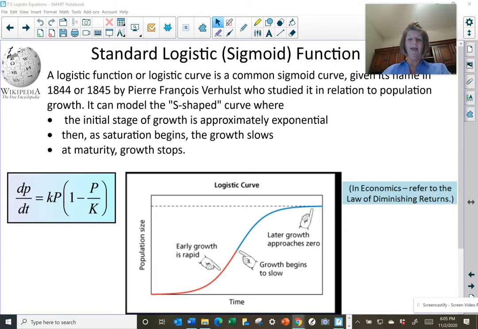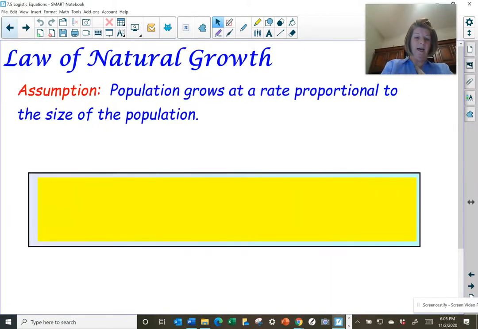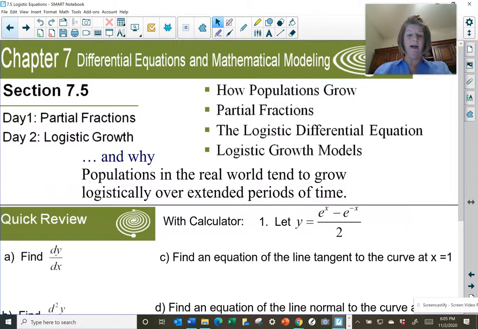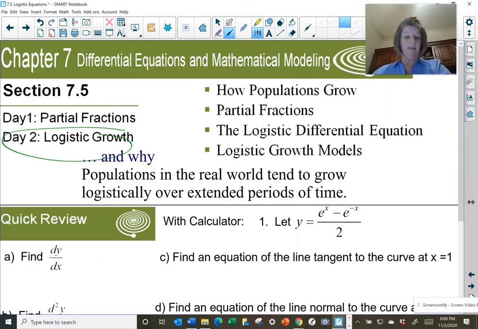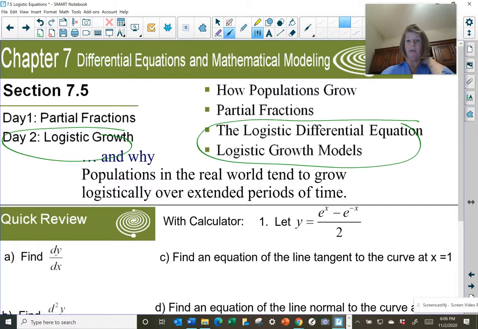Well, welcome. Here we are backing up here on 7-5, second day of 7-5. Today we will focus in on the logistics growth. And what is logistics growth? That's what we're going to talk about. We did the partial fraction work yesterday, so now on to these logistics growth models.